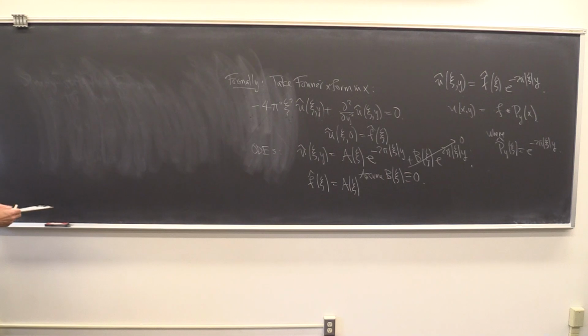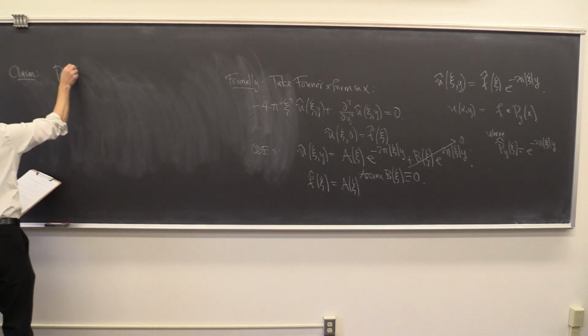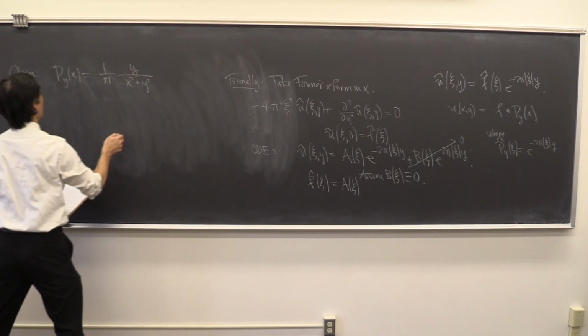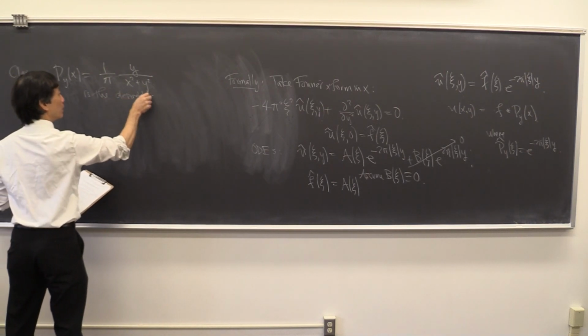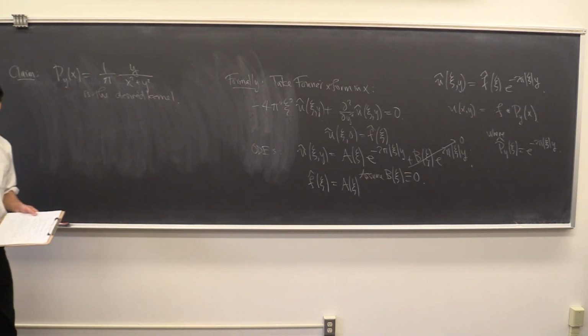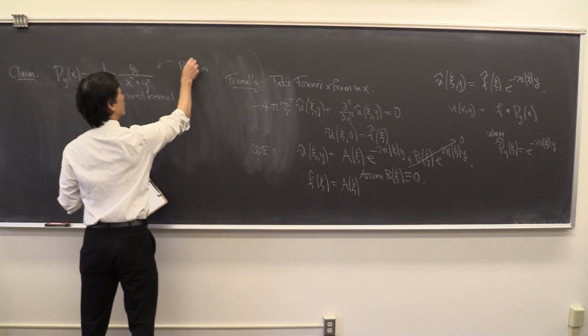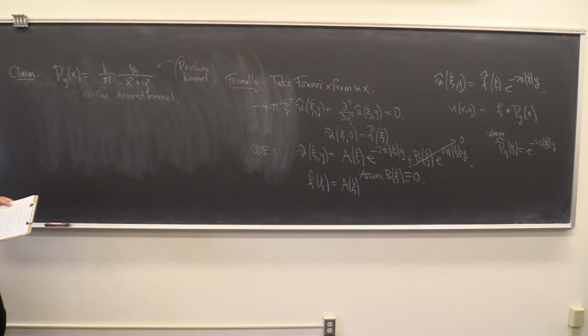That's where we get it formally, and then we need to figure out what the kernel is. What we claim is that if we let P of x, y be 1 over pi times y over x squared plus y squared, then that is the desired kernel. And this thing has a name. It's called the Poisson kernel.